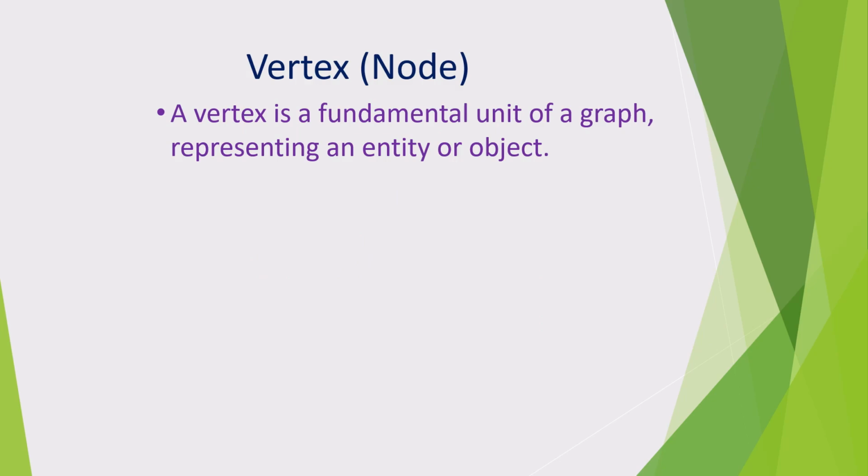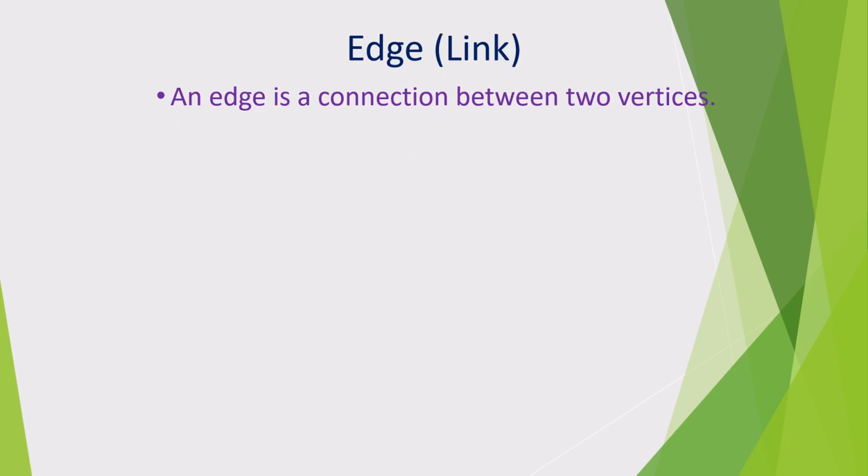There are three ways to represent a graph. This is the first way. V is the label or name of this vertex. This is the second way and this is the third way. Next unit is edge. Edge is a line segment joining any two vertices of graph G.